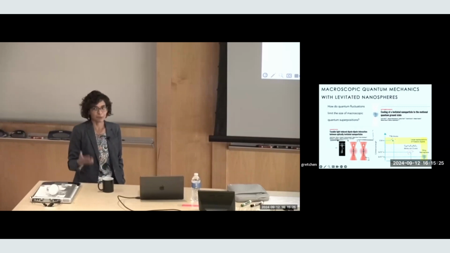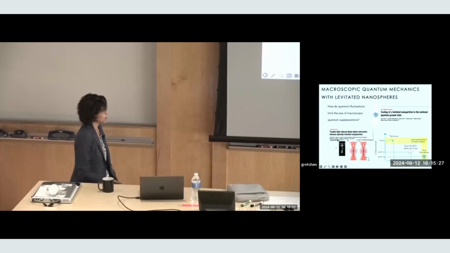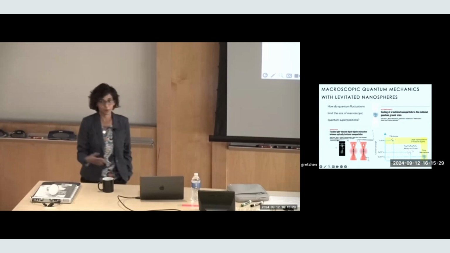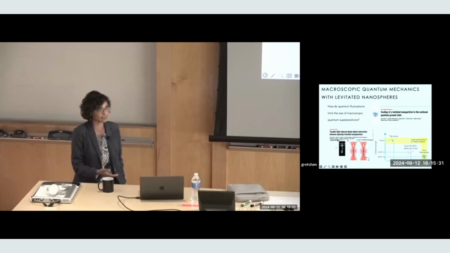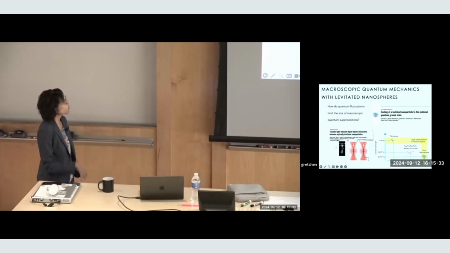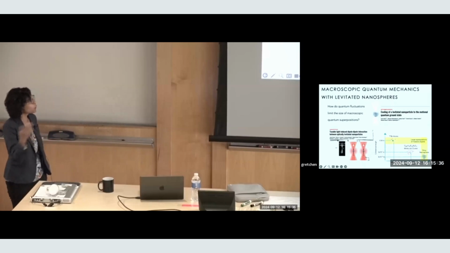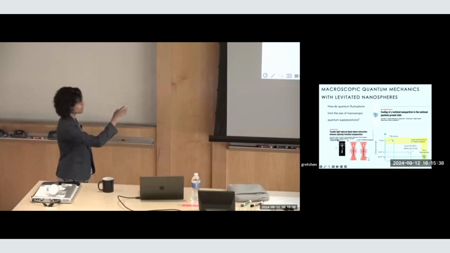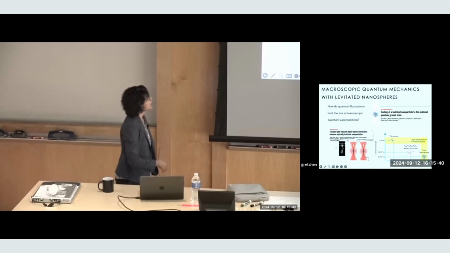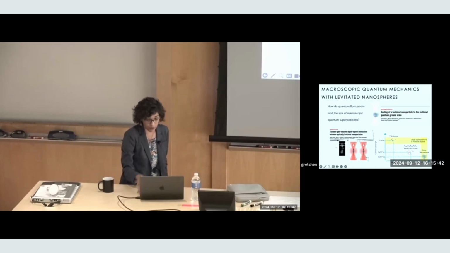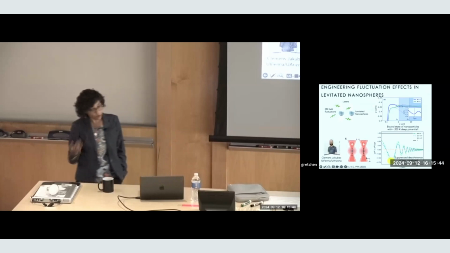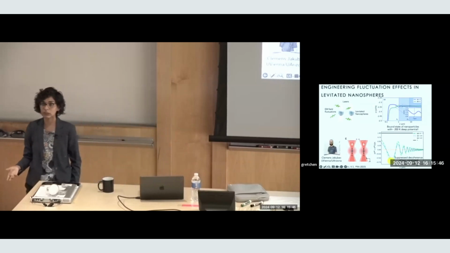And in such experiments, because they've done so much work to engineer all the sources of decoherence, there is an ever-present source of decoherence, which is quantum fluctuations that you cannot get rid of. So the questions that we ask in this context is, how do quantum fluctuations limit the size of these macroscopic superpositions? And in fact, you can even use these quantum fluctuations to engineer interparticle potential.